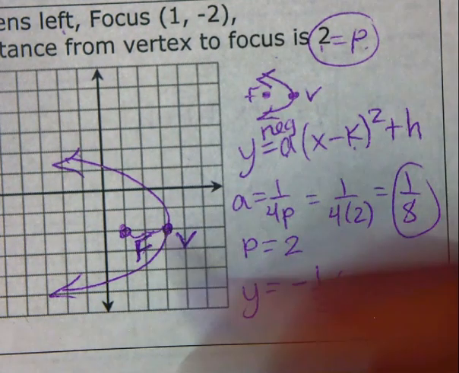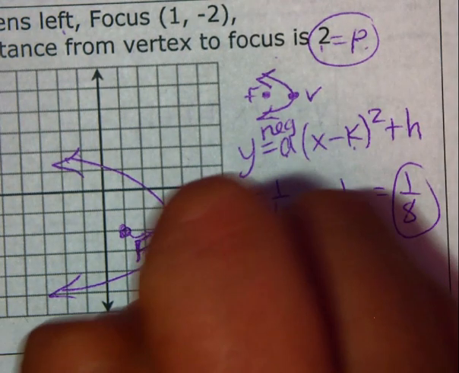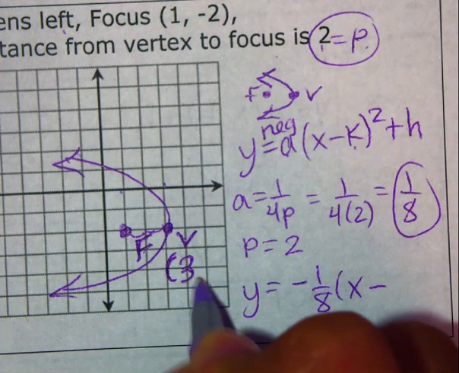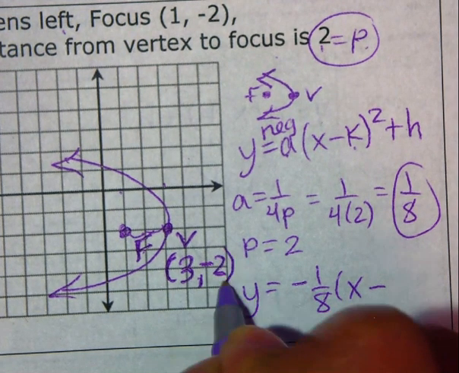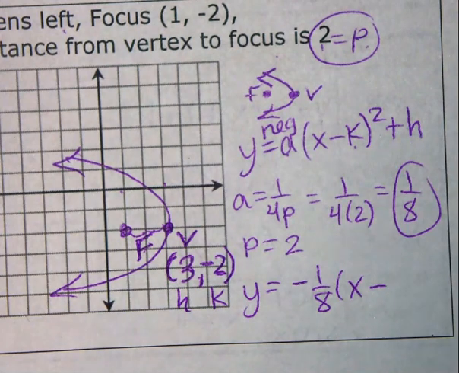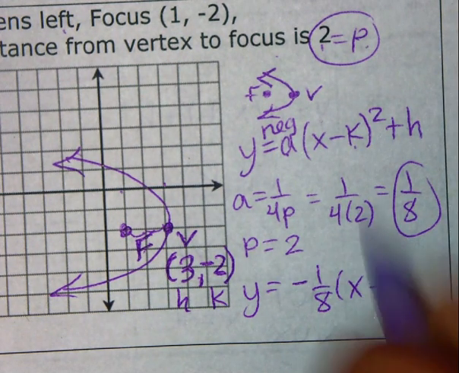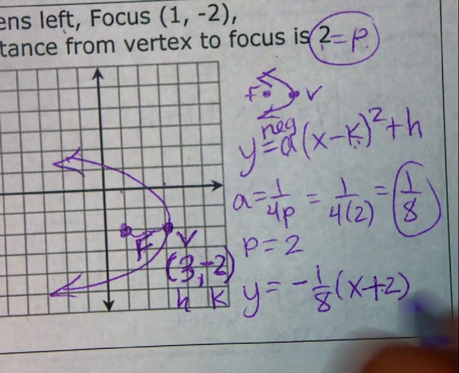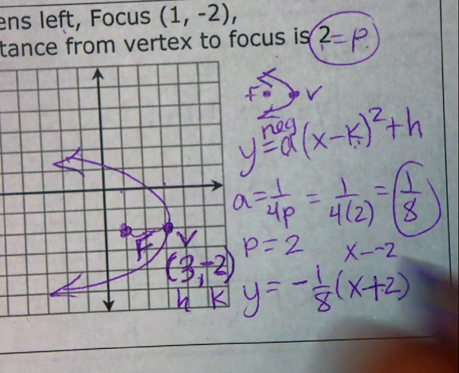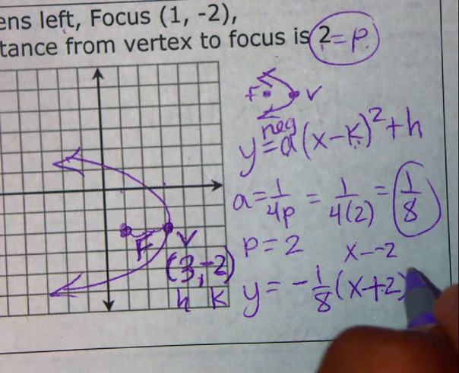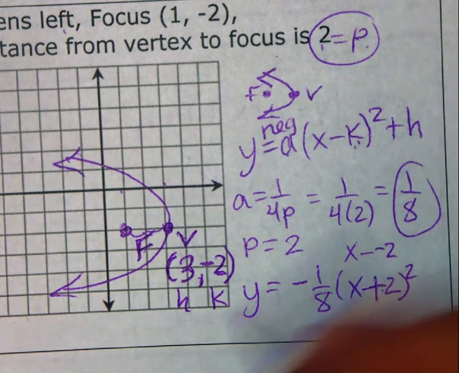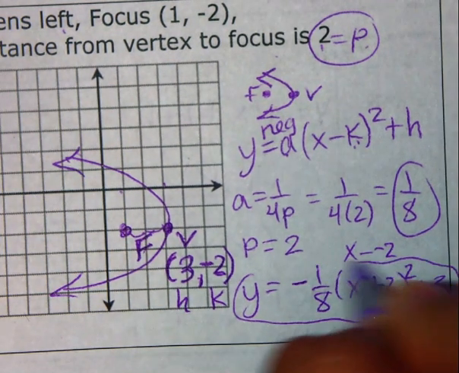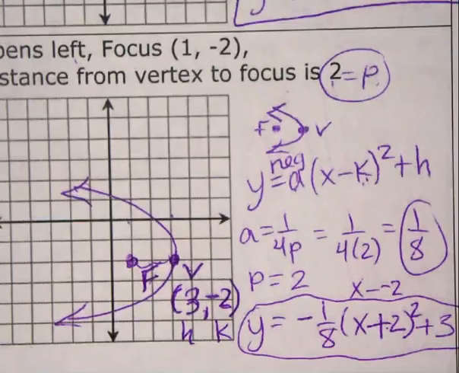So our vertex, let's write it down. 1, 2, 3. It is going to be positive 3, negative 2. That's your h, that's your k. So it's y minus k. K is negative 2, so we're going to have a positive 2, because y minus negative 2 ends up being a positive 2. Squared plus h. H is 3. And this is the equation for that parabola.